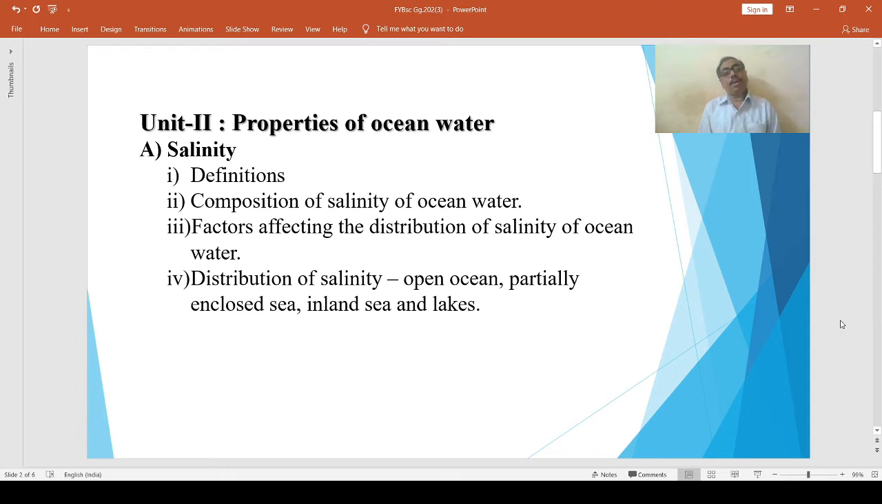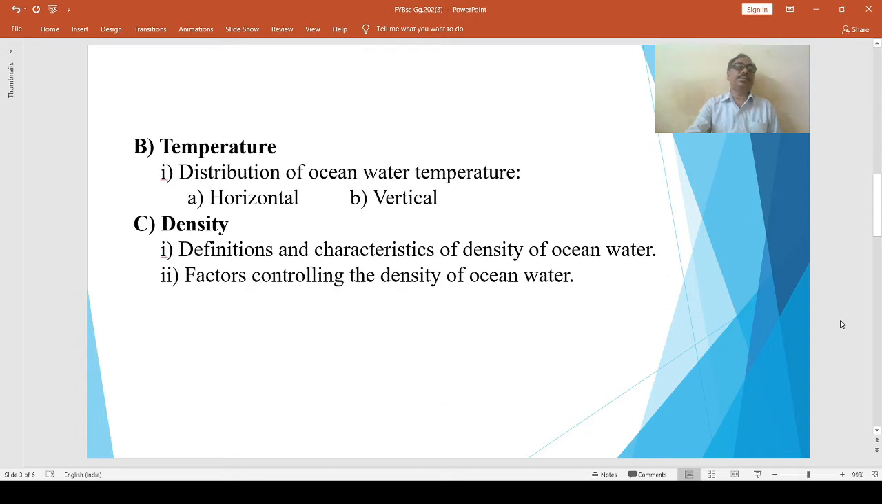salinity, where we have to discuss the definition of salinity, composition of salinity of ocean water, then factors affecting the distribution of salinity of ocean water, then distribution of salinity in open oceans, partially enclosed sea, inland sea, and a lake.